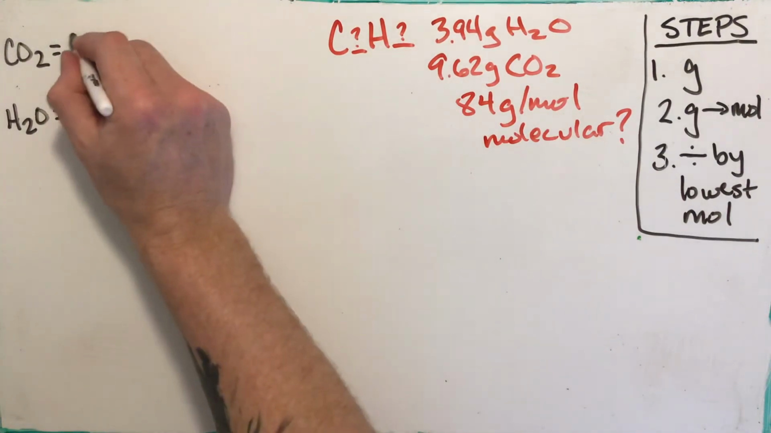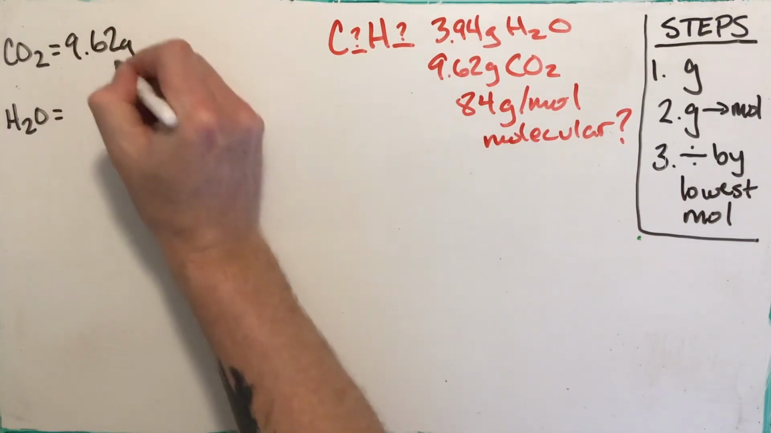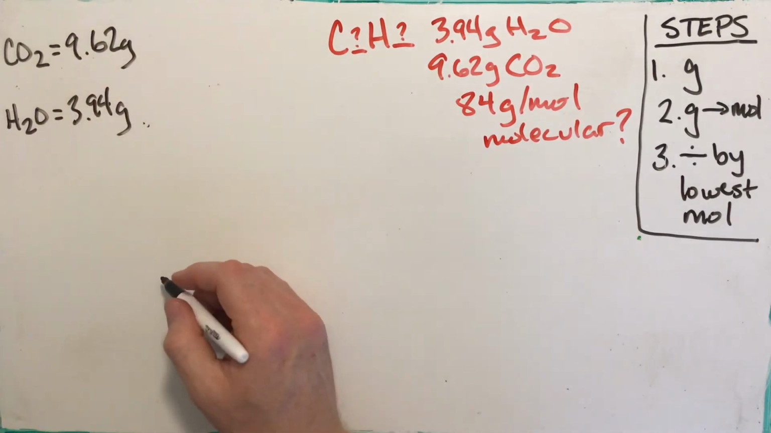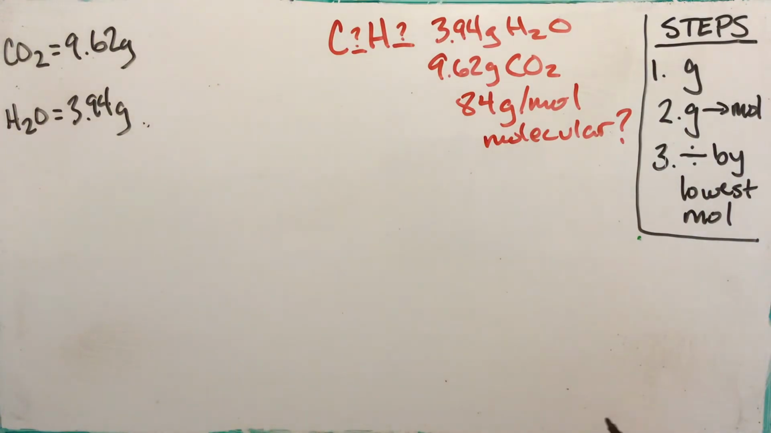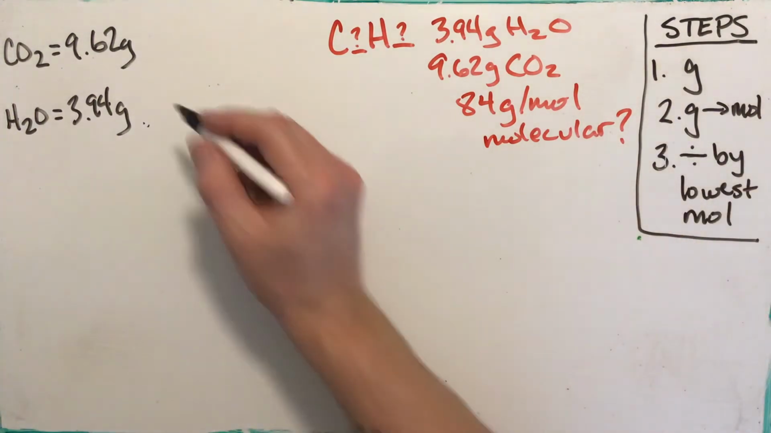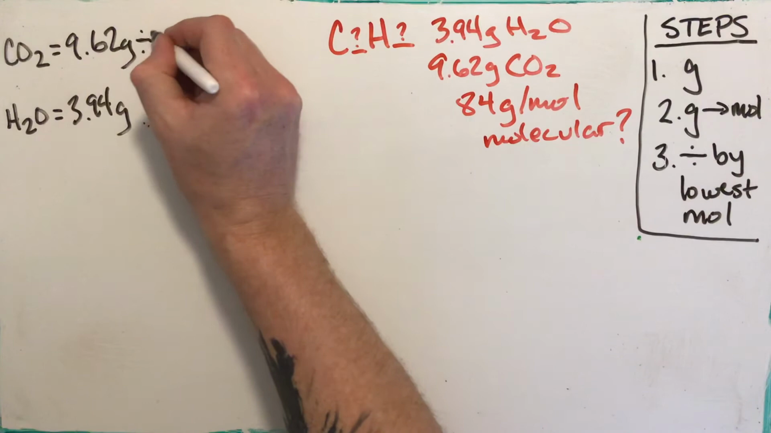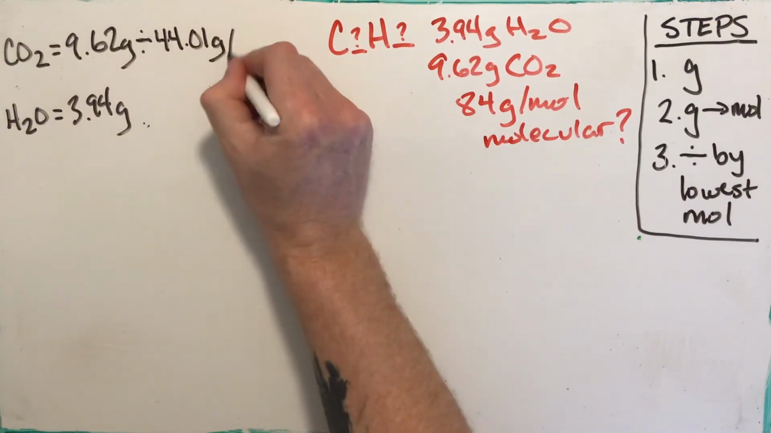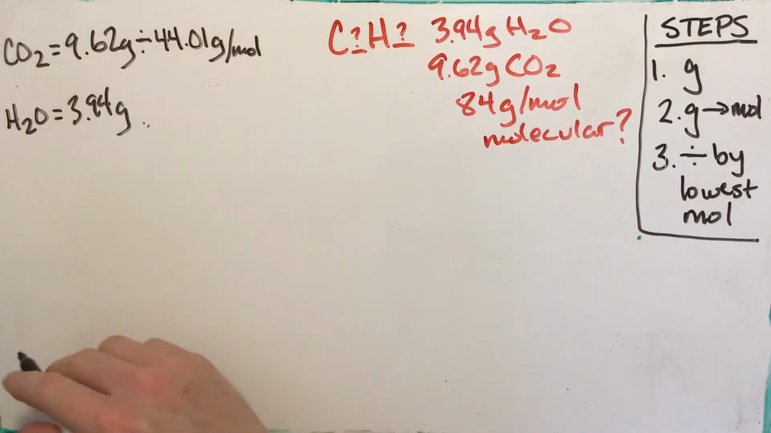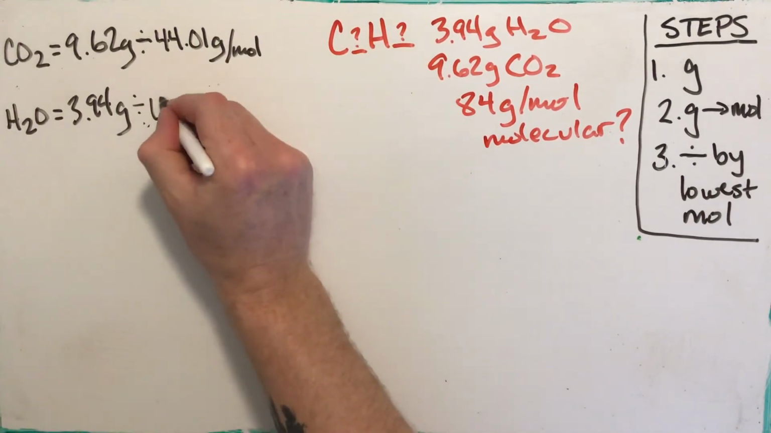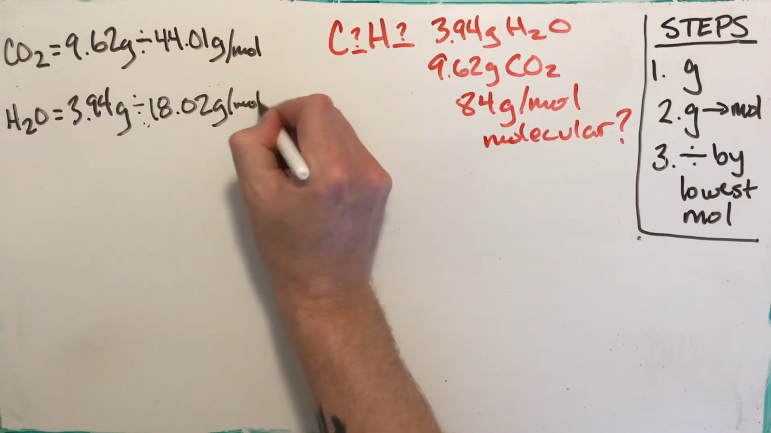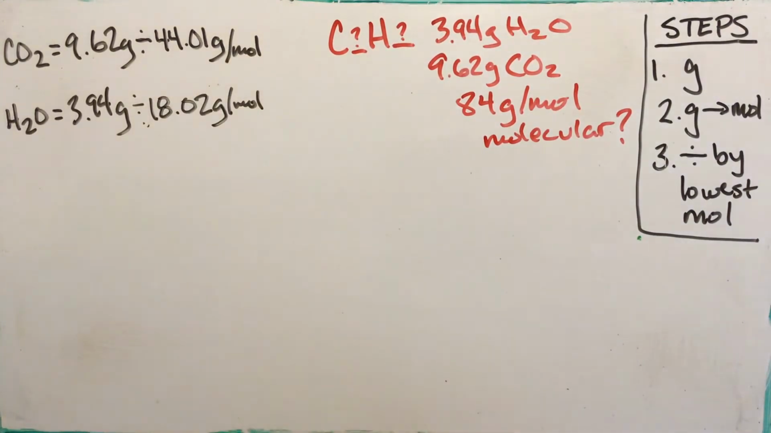And it says I have 9.62 grams of that and 3.94 grams of this. Again, I've got my grams, I want to convert them into moles. So I'm going to divide by the molar mass of each. The beauty of this is the molar masses don't change. So once you know the molar mass of carbon dioxide from a previous question, it's still the same in the next question. Just like water is always 18.02. Carbon dioxide is 44.01. All right.